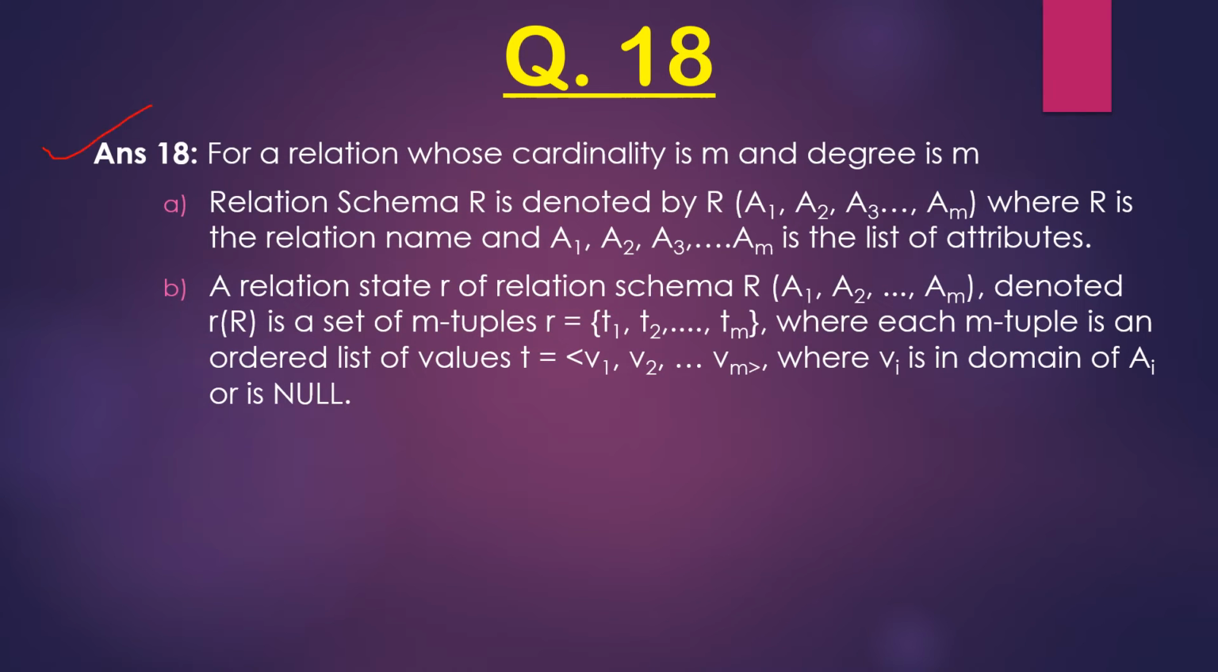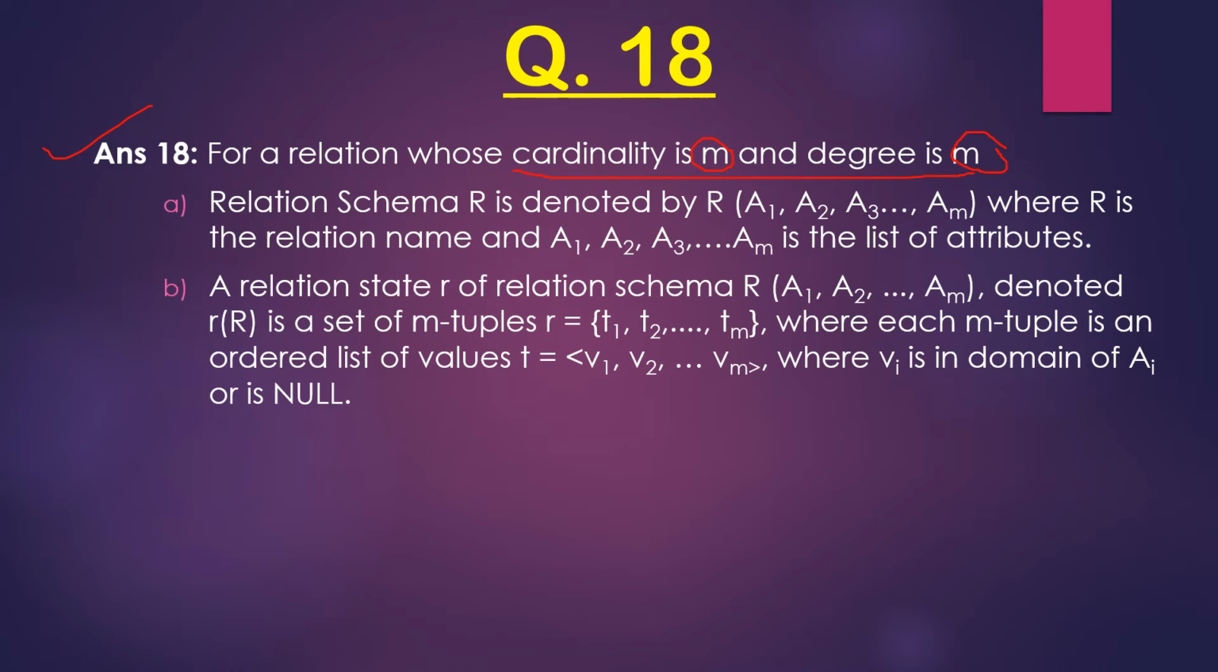Here is answer 18. Students, this is a tricky question. How? Because here some students might make a mistake. Basically, in your book, this topic is given as cardinality is M and degree is N. So students might make a mistake and read the last M as N, or read the first M as N. So please don't make this mistake.